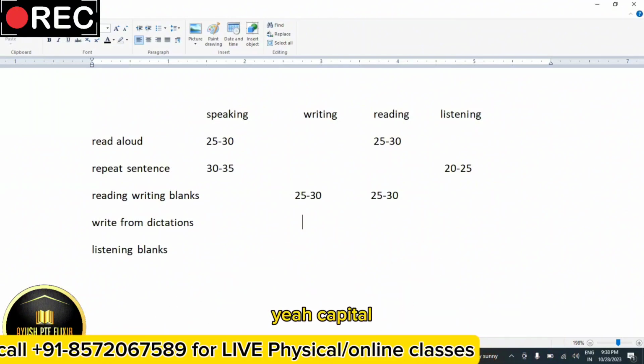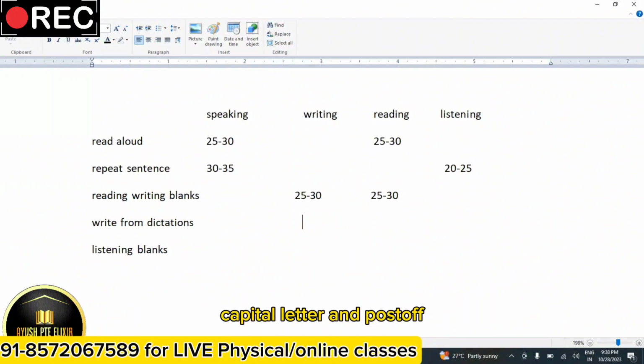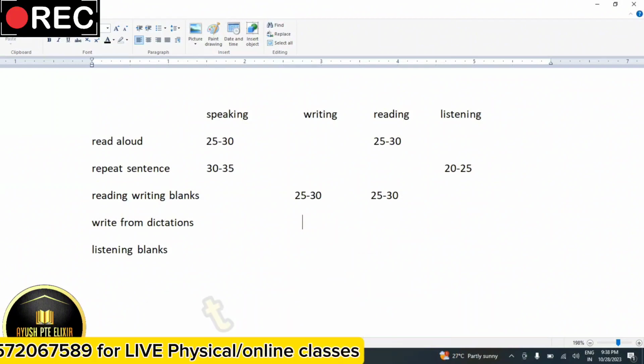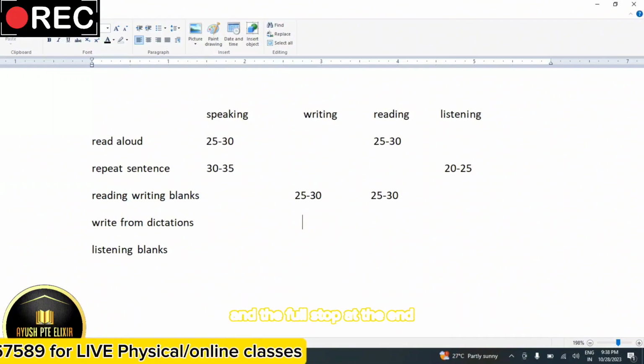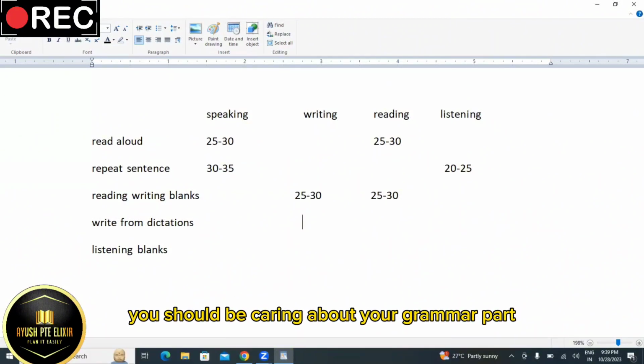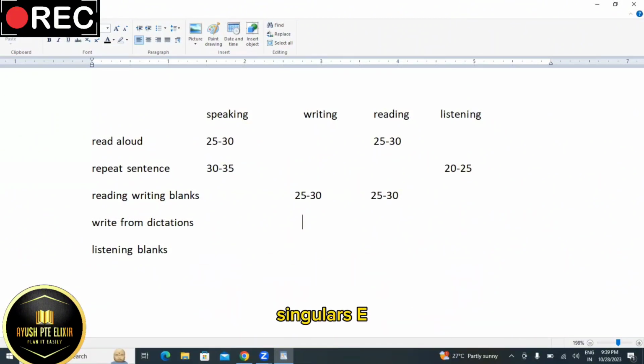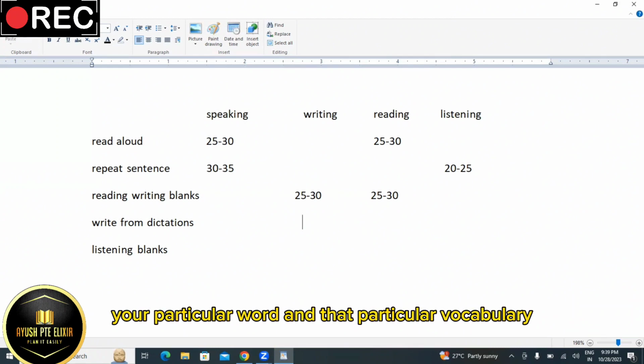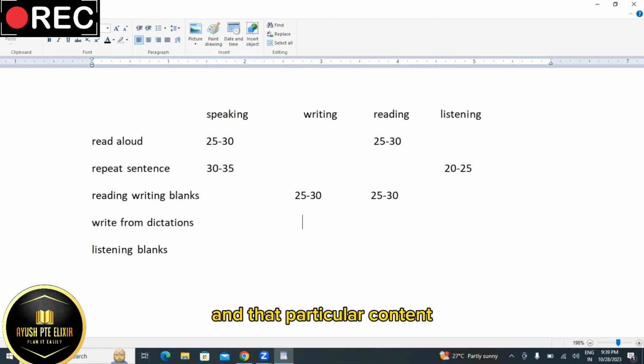Capital letter at the start and a full stop at the end. And obviously you should care about your grammar, like plurals, singulars, ed, ing, and so on. But the main priority is spelling, because if your spelling is incorrect, that particular word, its vocabulary, its content and its grammar are also gone.